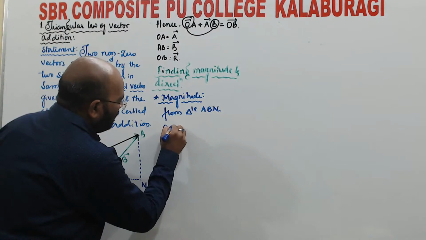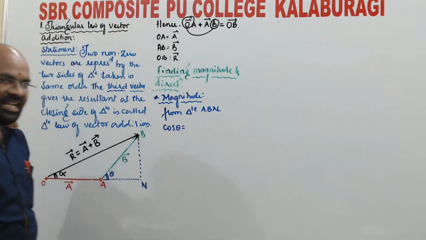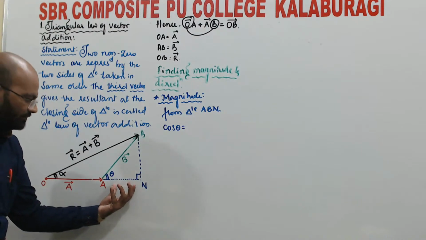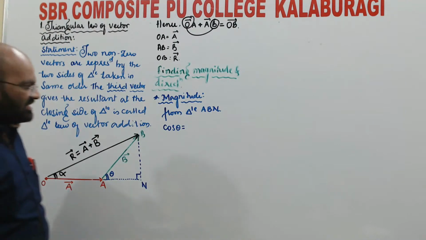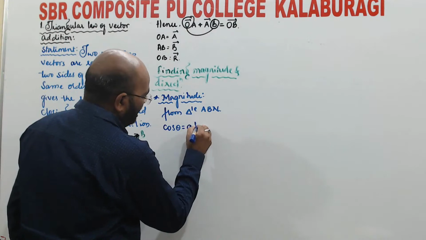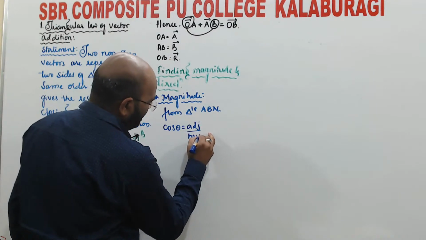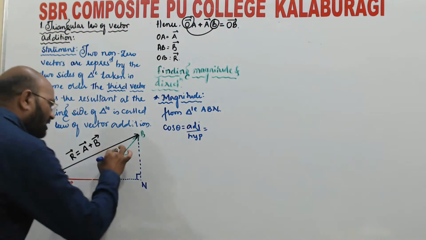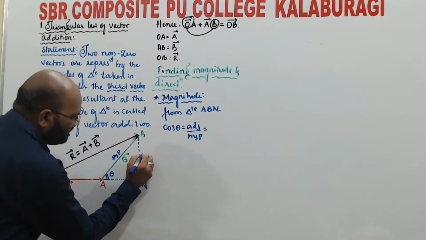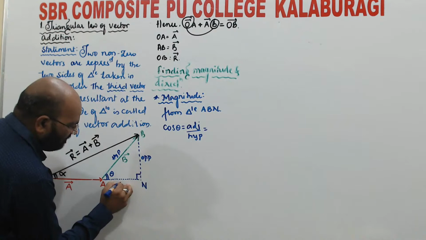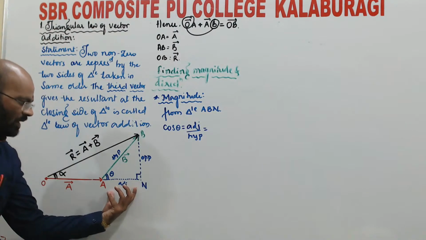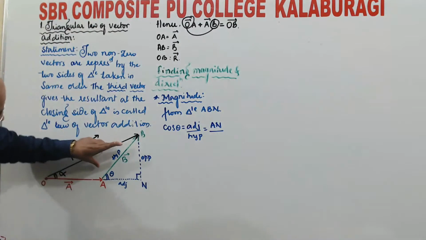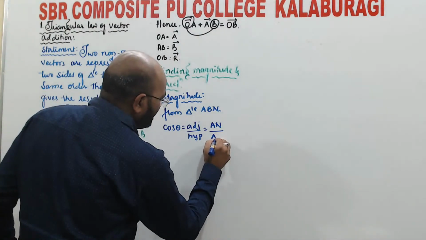Apply the condition. We know that cos theta is equal to, what is the condition for cos theta? This is called the hypotenuse. Then cos theta is equal to adjacent side by hypotenuse. Here this is the opposite side, and this is the hypotenuse. The remaining one is the adjacent side. What do you have as adjacent? AN. So AN is called the adjacent side. Hypotenuse is AB.